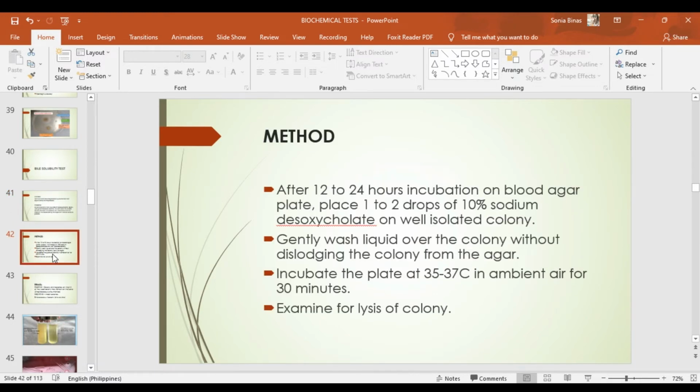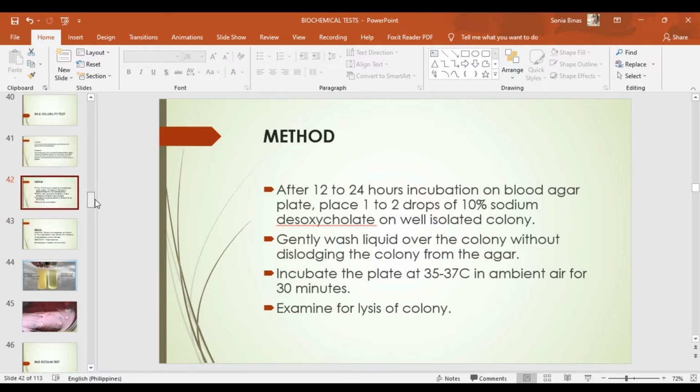So the method for this: after 12 to 24 hours of incubation on a blood agar plate, place 1 to 2 drops of 10% sodium desoxycholate on a well-isolated colony. Gently wash the liquid over the colony without dislodging the colony from the agar. We will also incubate the plate at 35 to 37 degrees Celsius in ambient air for 30 minutes. And after 30 minutes, we will examine for the lysis of the colony.